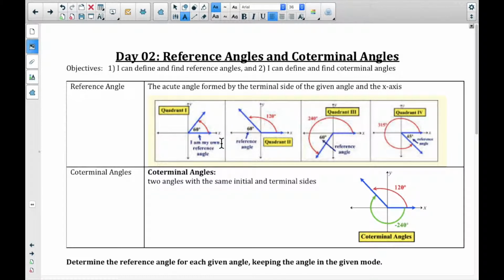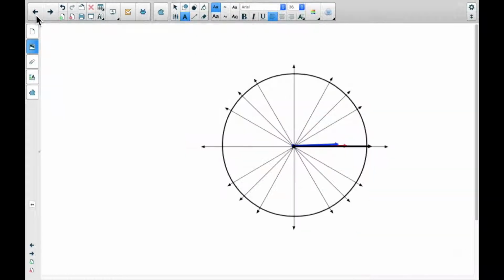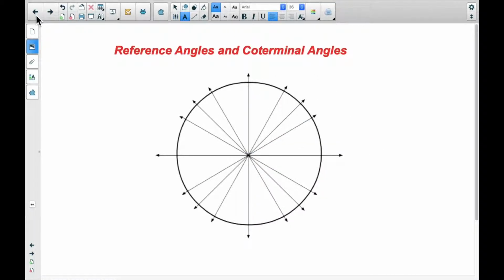Before we jump into the notes, I actually want to take a step back and talk about what is a reference angle, what is a coterminal angle, and why do we care, why would we need them. So I'm going to start a new page here. You don't need to write this down, but I'm just going to go through and explain why we need them or what they are. I'll start with reference angle because that's the first thing mentioned in the notes.